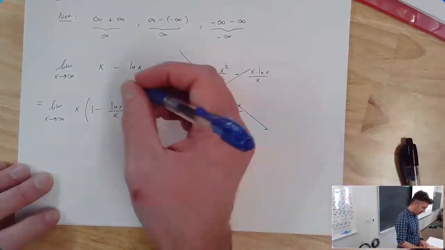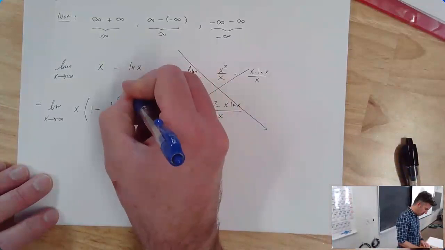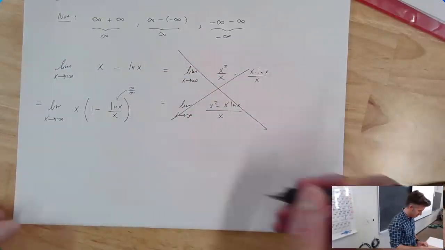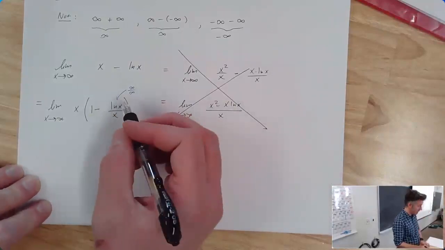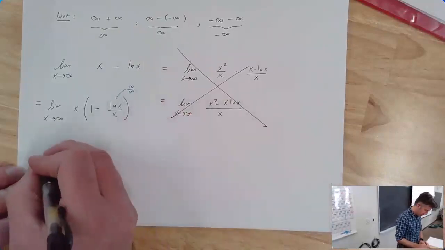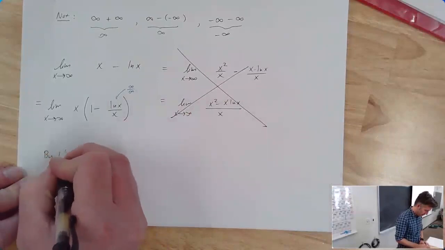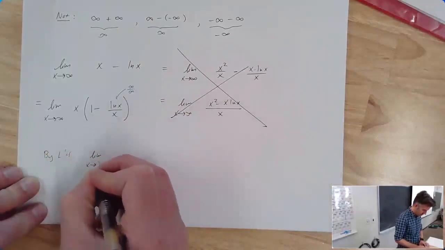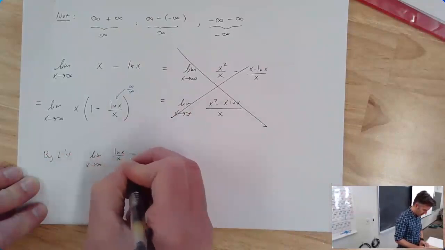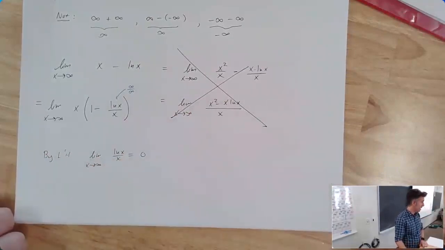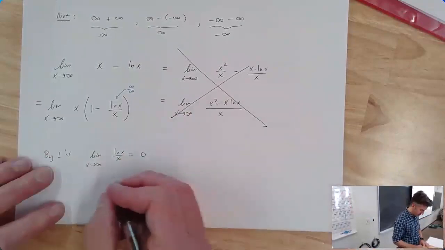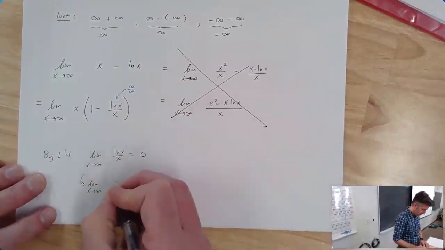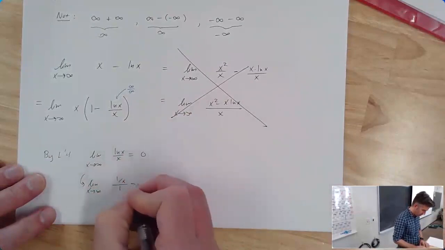Right, but I have infinity over infinity here. So I feel like we could say this limit's going to be 0. We could actually use L'Hopital's rule. So it is true by L'Hopital's rule that this limit as x goes to infinity of the natural log of x over x is equal to 0. That is a true thing, right? Because we would just get the limit as x goes to infinity of 1 over x over 1, which is certainly 0.